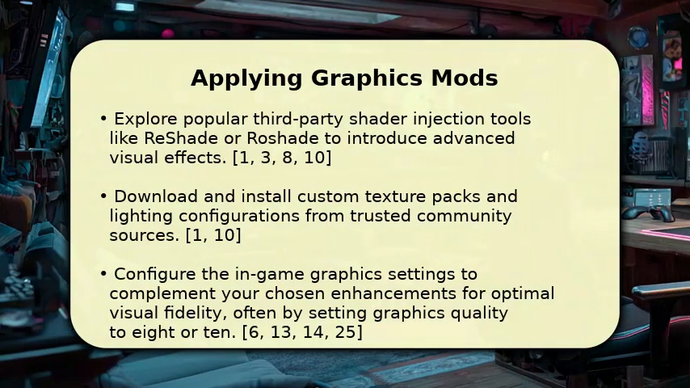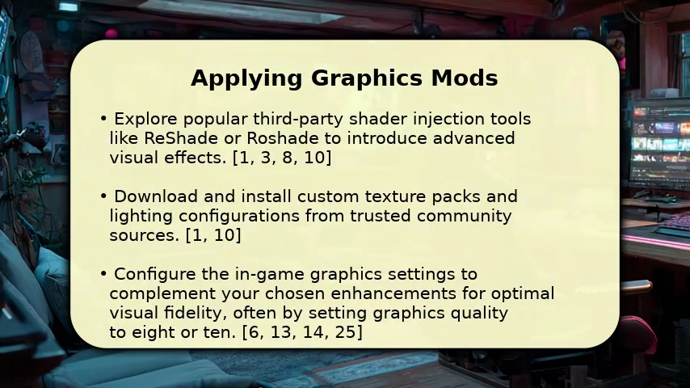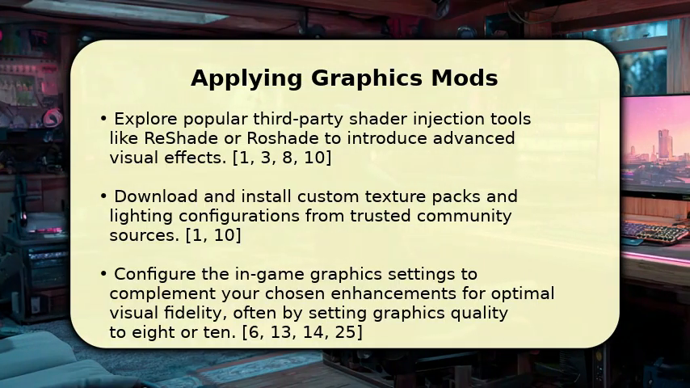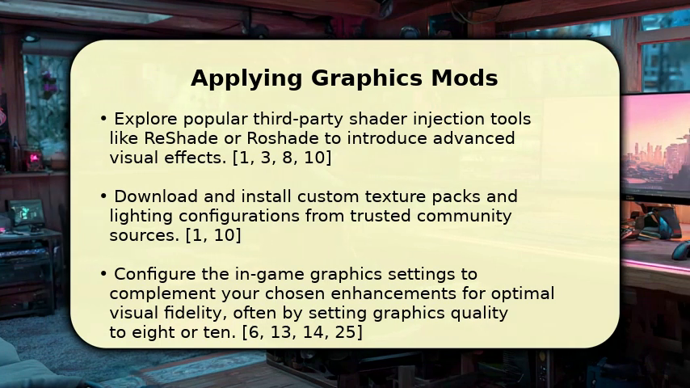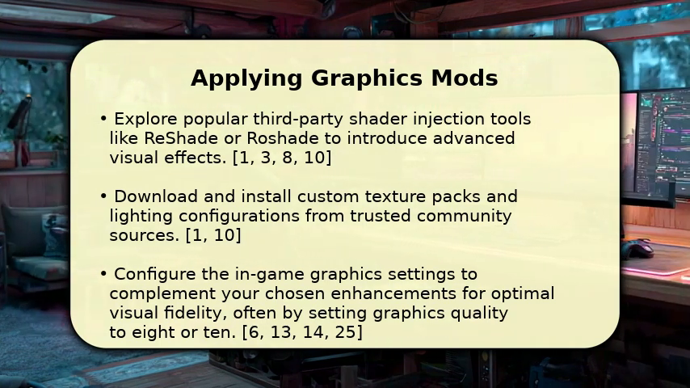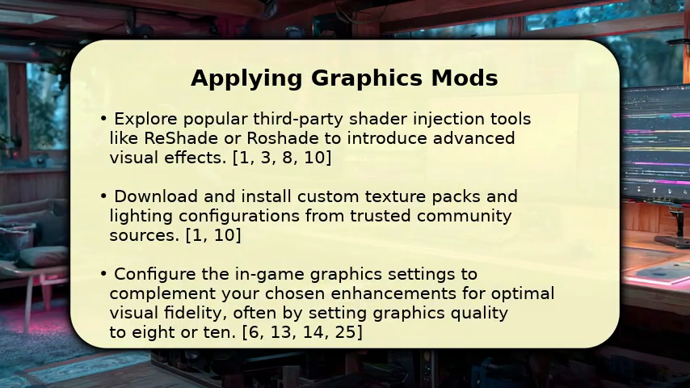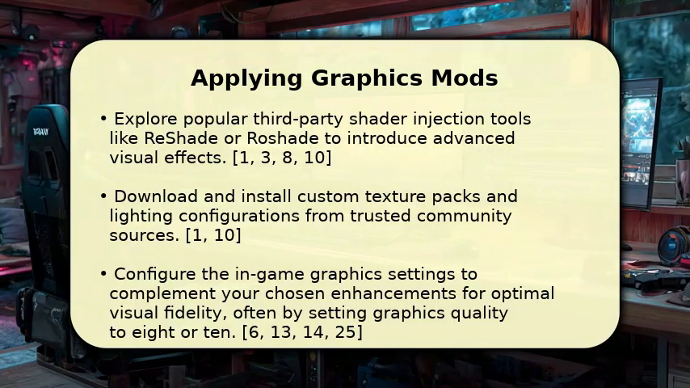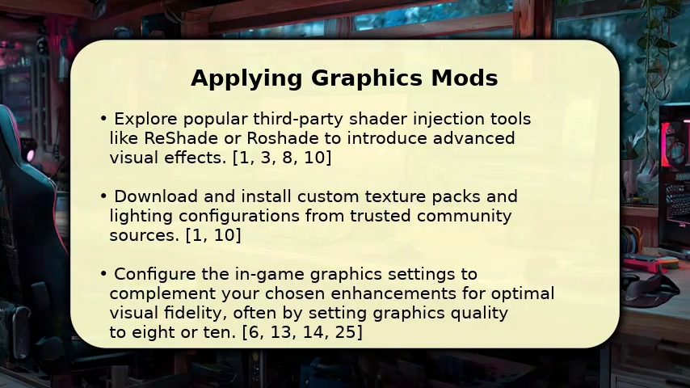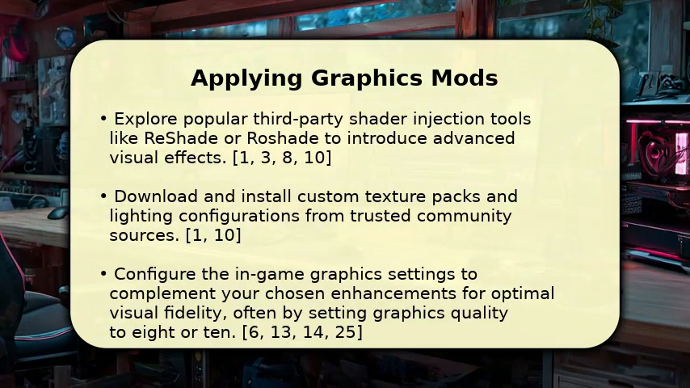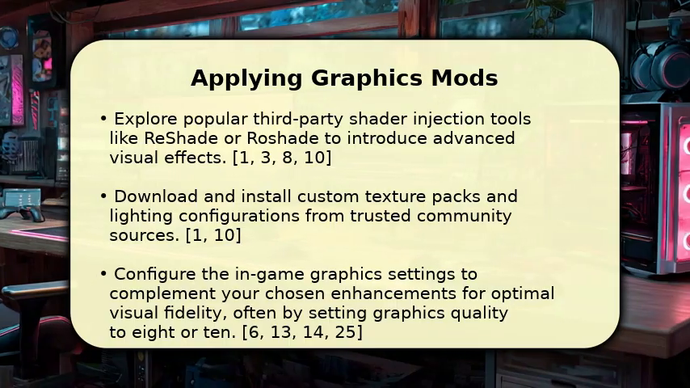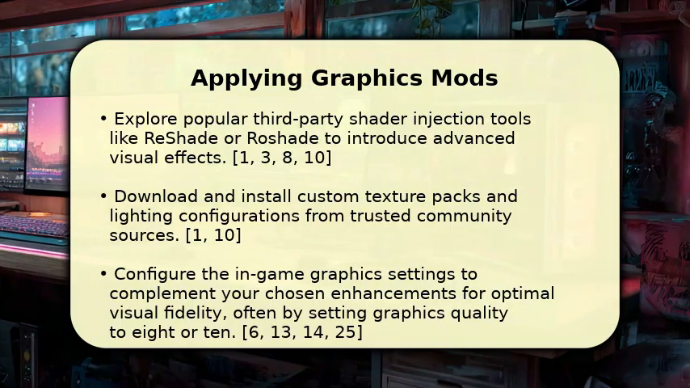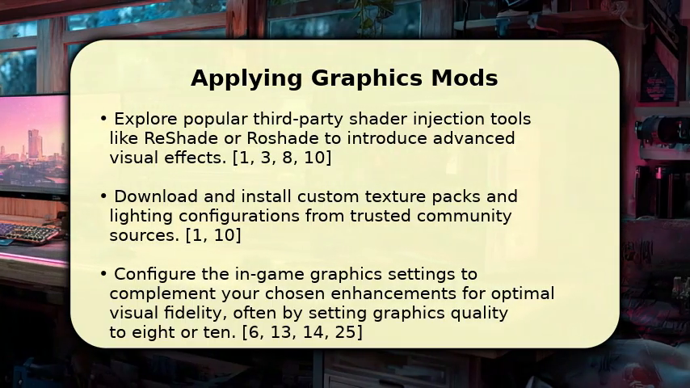Now, let's get into applying these exciting graphics enhancements. A popular method involves using third-party shader injection tools, such as Reshade or Rawshade, which allows you to introduce advanced visual effects like global illumination and ambient occlusion. You can also download and install custom texture packs and lighting configurations from various trusted community sources to further refine the look. Remember to carefully configure your in-game graphics settings, often setting them to 8 or 10, to perfectly complement these external enhancements, ensuring you achieve the best possible visual fidelity and a truly immersive experience.